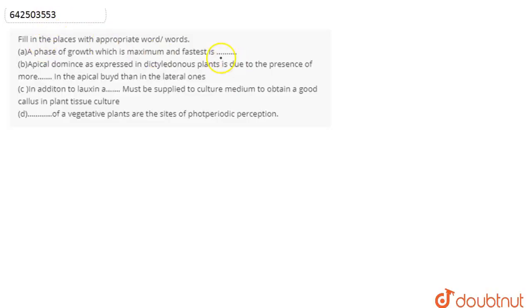If we talk about this question, in this question we are asked to fill in the blanks with the appropriate word. So the first part that's given to us here is a phase of growth which is maximum and fastest, right? So that phase of growth that's basically maximum and the fastest is basically the exponential phase. That's basically known as the exponential phase. So during this phase, the growth shown is the maximum and fastest.